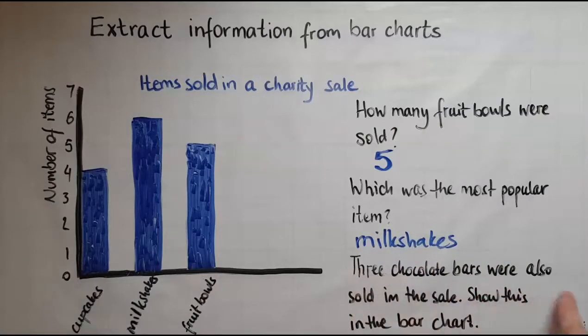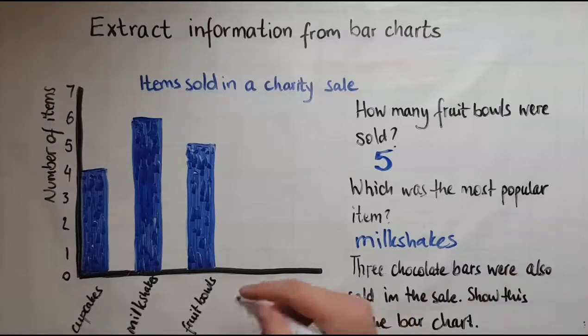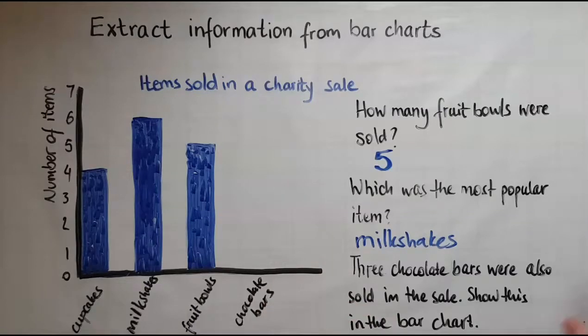Three chocolate bars were also sold in the sale. Show this in the bar chart. So we haven't got chocolate bars, and we'll need to add it. So I will add it here. So we've got chocolate bars, and there were 3 of them.